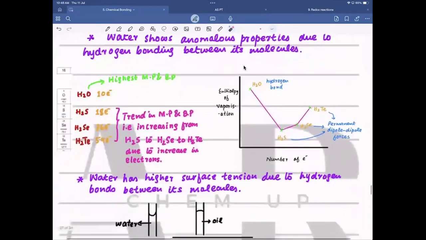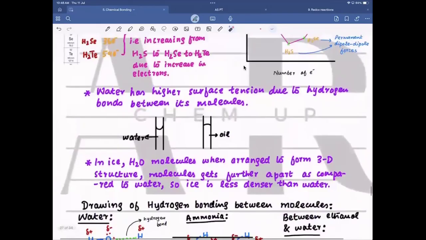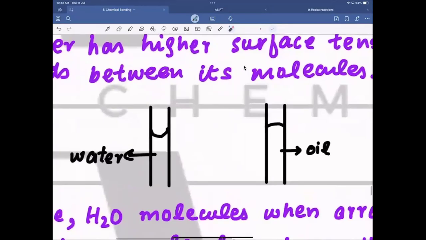Now, the next thing: water has a high surface tension due to hydrogen bonds between the water molecules. For example, if you have a very small tube, when you fill oil in it, you will see the upper surface of the oil like this. But when you fill water in it, you always observe the upper surface of the water like this. It is pulled towards the base or the bottom.